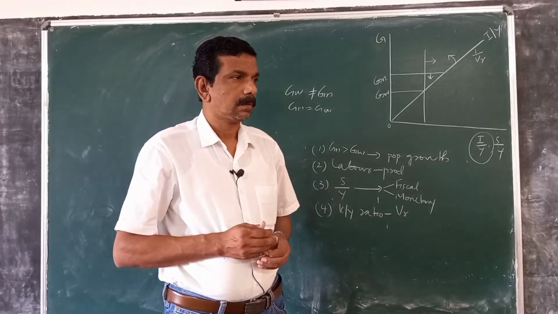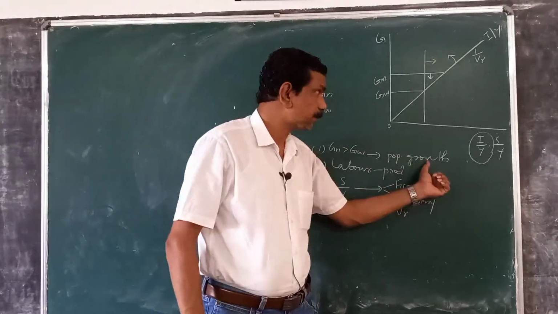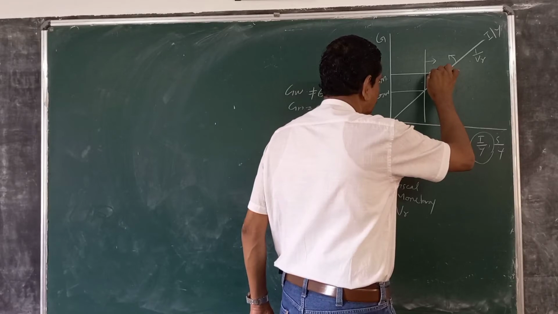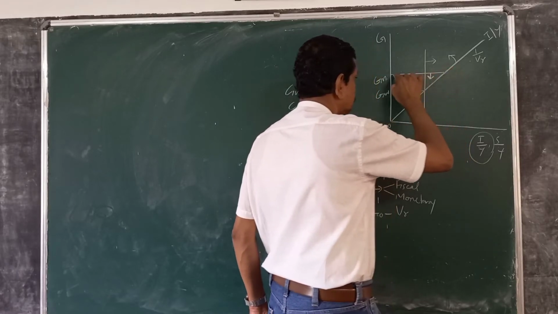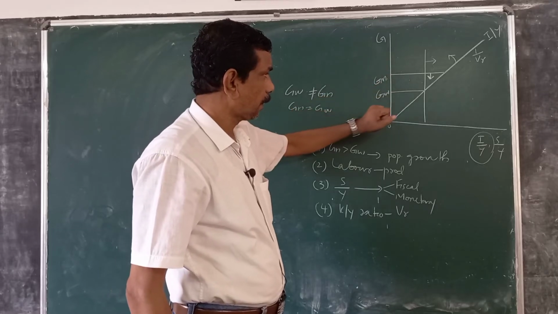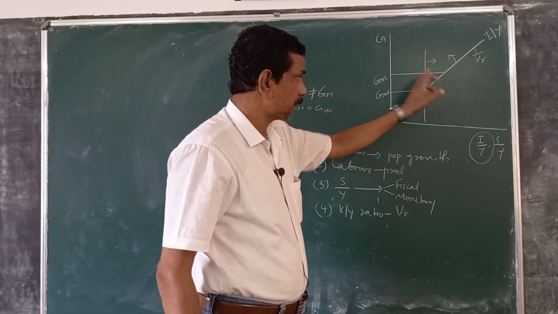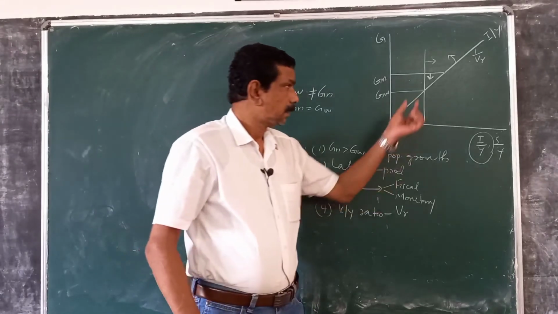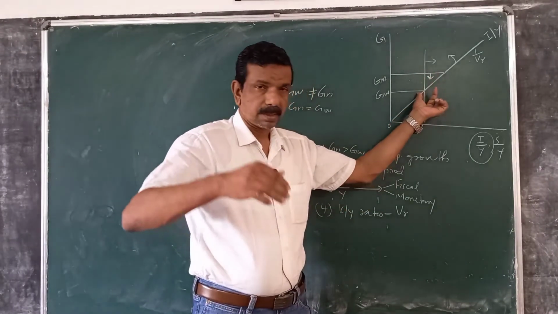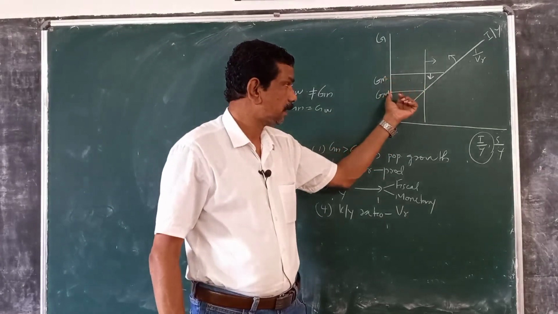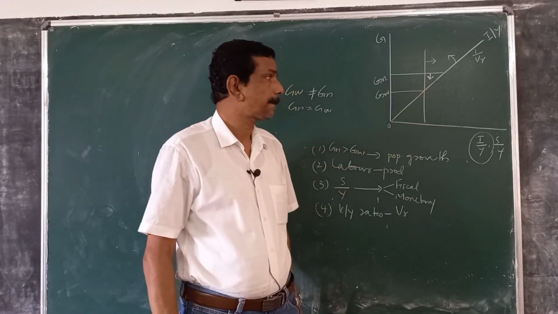Now, one method is to reduce population growth. This is shown by this downward arrow. Reduce GN to GW. In this graph, GN is greater than GW. One method is to reduce GN, that is, by taking measures to reduce population growth. Then GN and GW will become equal.